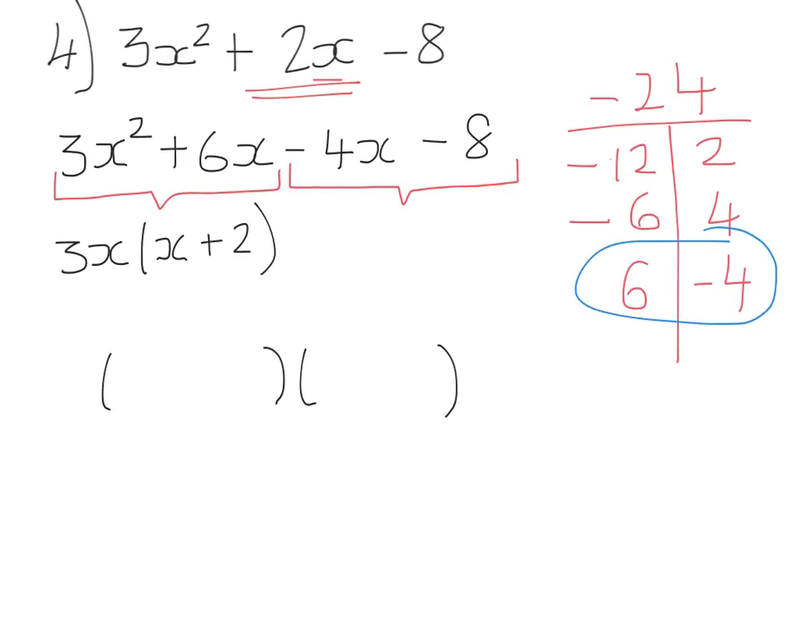3x times x is 3x squared. 3x times 2 is 6x. And then my common factor of -4x and -8 is going to be -4. So that's going to be x plus 2. If you've done this correctly, you should have the x plus 2 in both brackets. So that is giving you your first bracket. The other one, you're taking the 3x and the -4 and putting them into your second bracket.